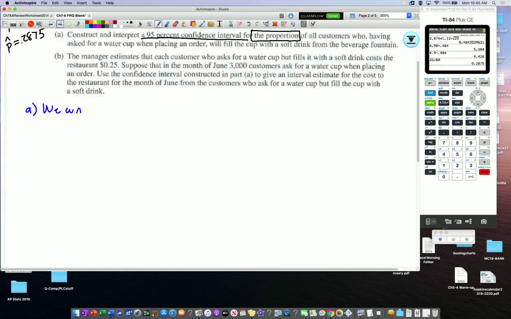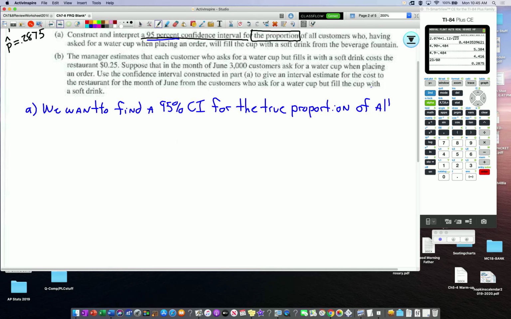So we want to, oops, I got ahead of myself, to find a 95% confidence interval for the true proportion of all customers who, having asked for a water cup, fill the cup up with a soft drink.